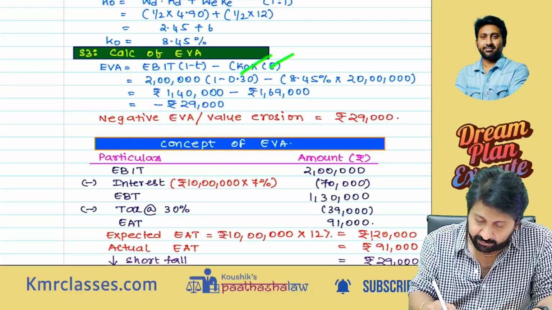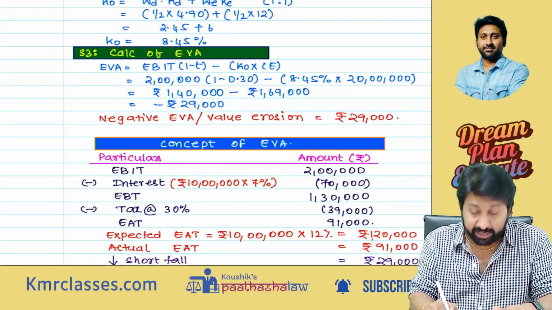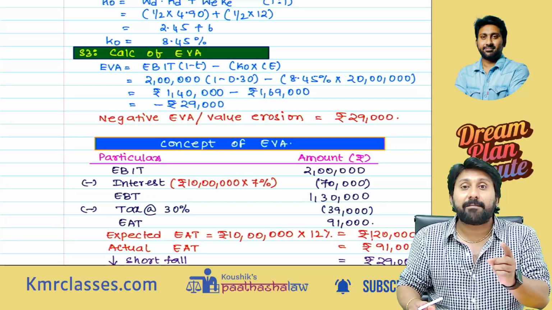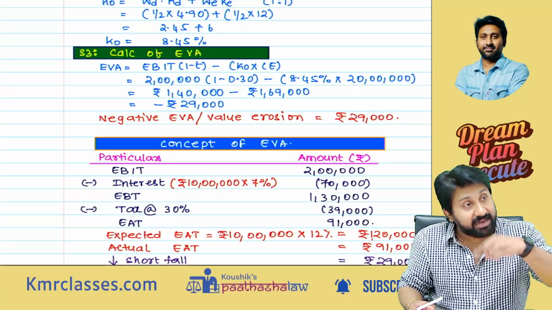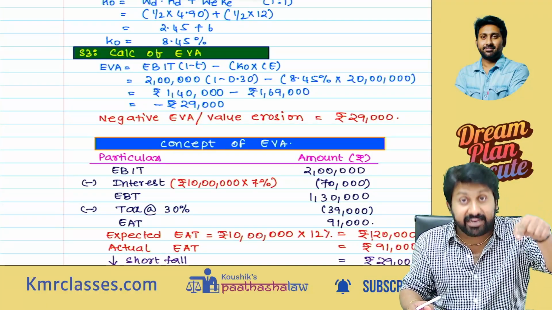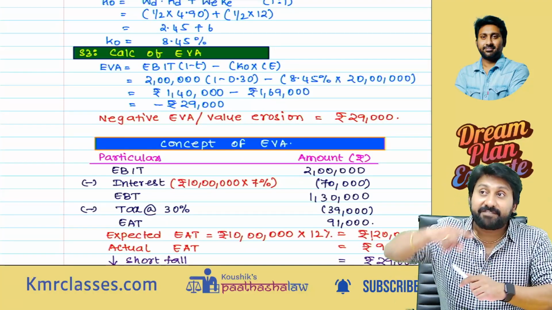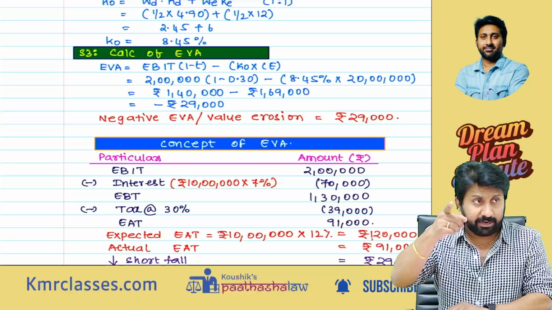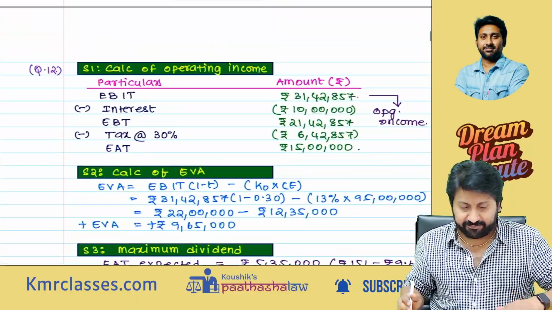Okay, so Ko into capital employed, very, very important. Capital employed means both debt as well as equity employed in our business. Therefore, any investments made in other companies should not come into this capital employed. Keep that in mind.